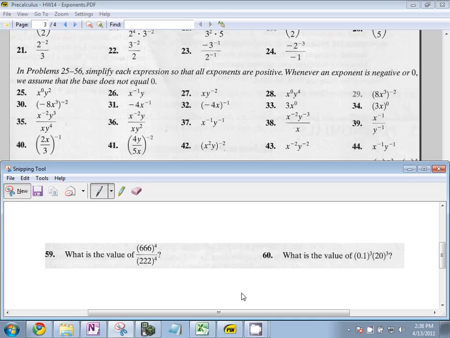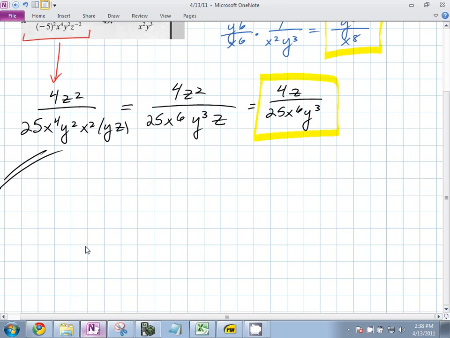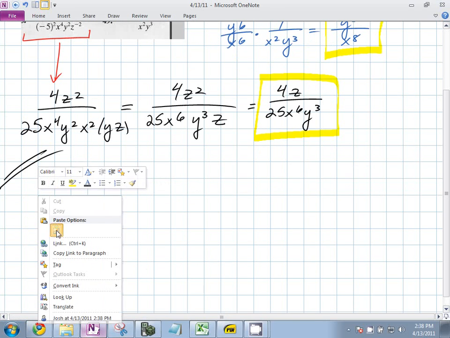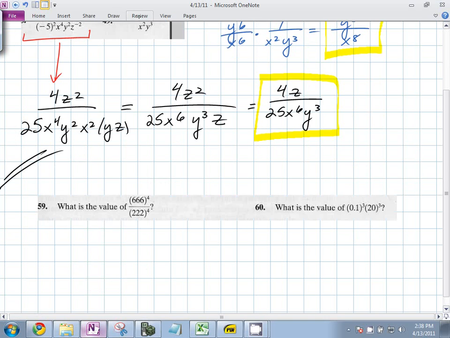Let's talk about 59. 59 is very easy. What should you do with 59? If anybody says cancel the fourth power, I'm going to get sad. You can just take 666 over 222 and find out what that equals, or take it to the fourth power. That's one way to do it, and that equals 3 to the fourth.